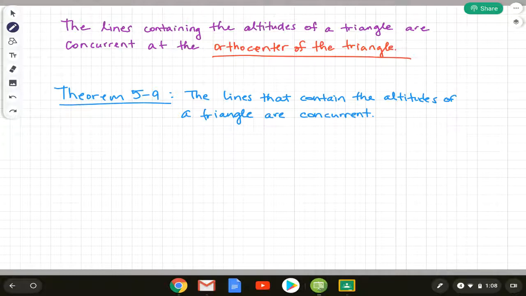And the last thing is that Theorem 5.9 tells us that the lines that contain the altitudes of a triangle are concurrent. It's basically telling us what we just read, except it's not naming it as the orthocenter. So you'll be using those sometimes as you look at triangles that are drawn. Okay, now you should be able to finish up your problems on section 5.3, and we'll go over any questions you have tomorrow.